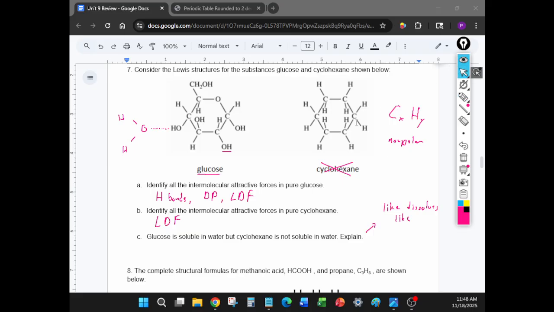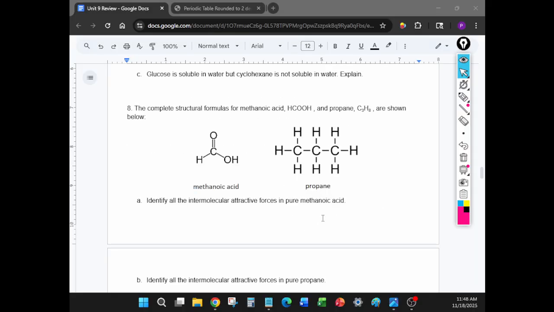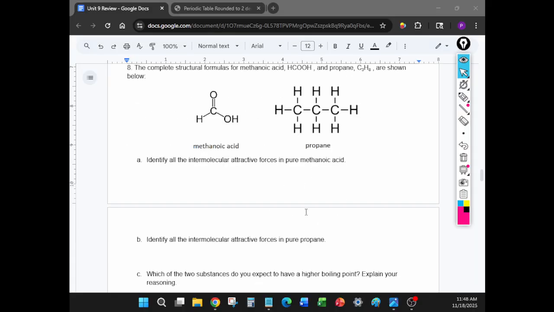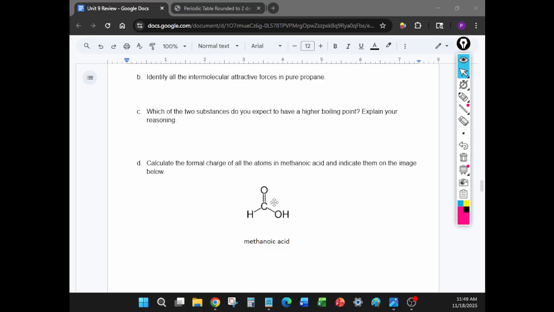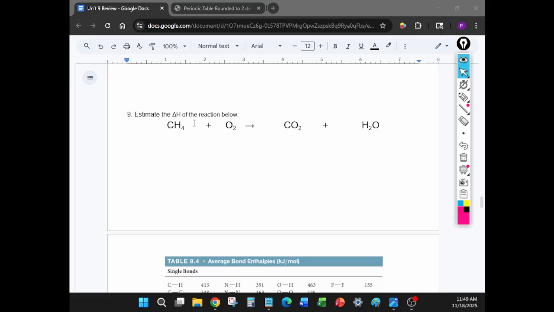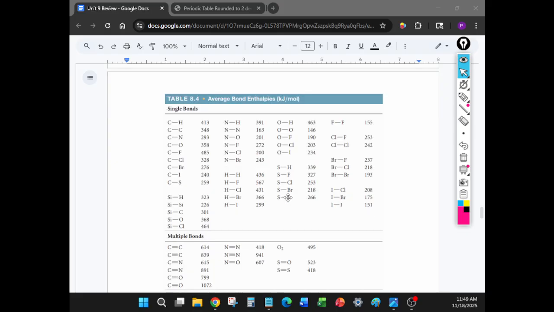Alrighty, we are getting to the end of the review, so I think we can skip this. This is very similar: find the intermolecular forces. If you notice for the review, a lot of it is just finding the intermolecular forces and comparing them. Here it's asking which one has a higher boiling point, so same thing that we've been doing. This one is for mole charge. This one, you can look at the equation for that. And this is the enthalpy of the reaction. You would have to draw the structure and just subtract it.